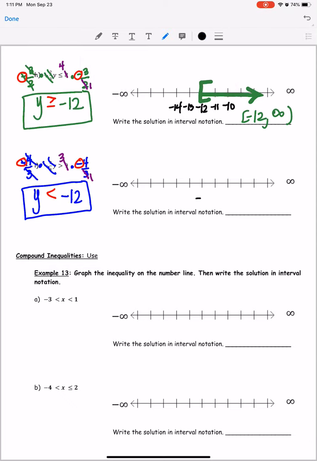So the graph needs to look the same as far as the number line goes. This one is pointing to the left though. Use this as a symbol. So this one needs to be shaded the other way. And because this has no bar under it, this one will have parentheses. So pointing to the negative infinity, you've got negative infinity, comma, negative 12, also with parentheses.